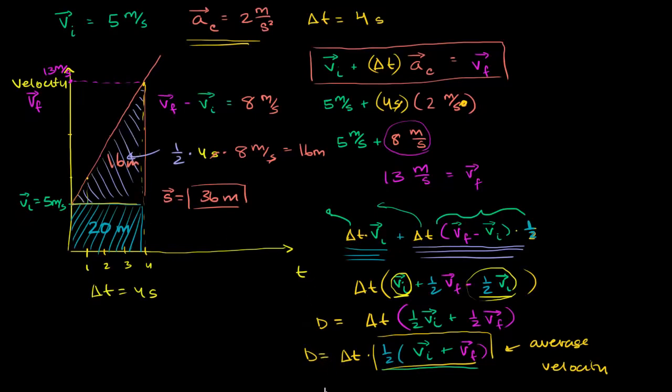But what's useful about this is if you want to figure out the distance that was traveled, you just need to know the initial velocity and the final velocity, average the two, and then multiply that times the time that goes by. So in this situation, our final velocity is 13 meters per second. Our initial velocity was 5 meters per second. So you have 13 plus 5 is equal to 18. You divide that by 2. Your average velocity is 9 meters per second. And then 9 meters per second times 4 seconds gives you 36 meters.